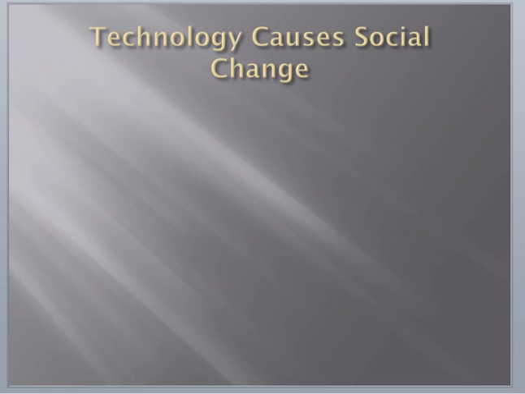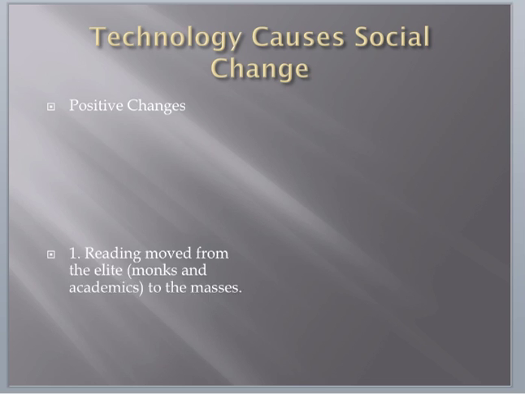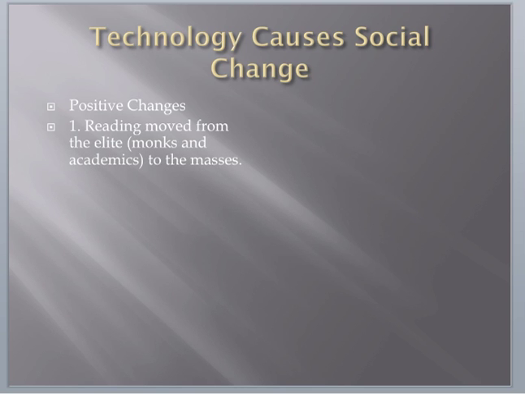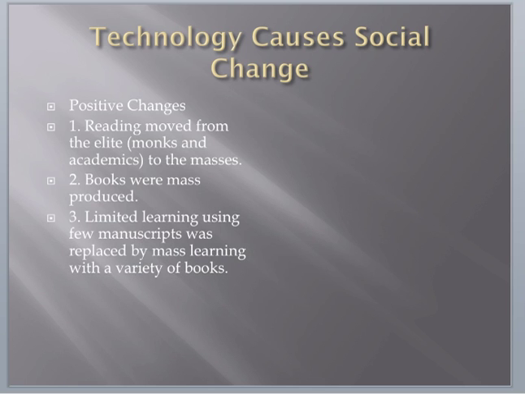All right, so just to finish up, some of the positive changes. One, reading moved from only elite people, because only certain people before the printing press would have had access to books, and it moved to the masses. So then all of a sudden everyone had the ability to access the written word. Books were mass produced, so again, really increased availability. And the limited learning that previously existed was replaced by mass learning with a variety of different books with the creation of the printing press. So those are just a few of the positive changes.